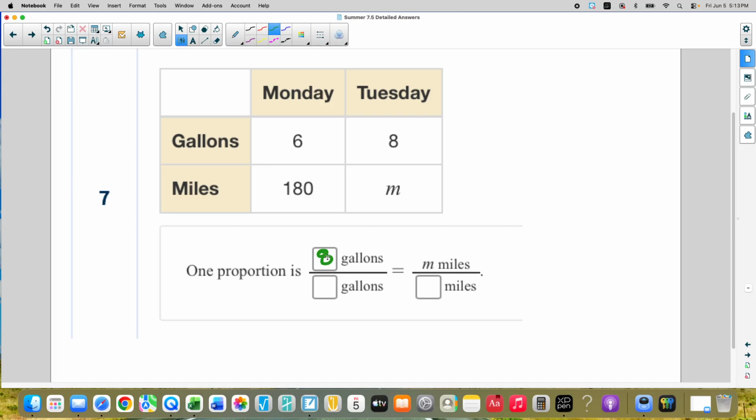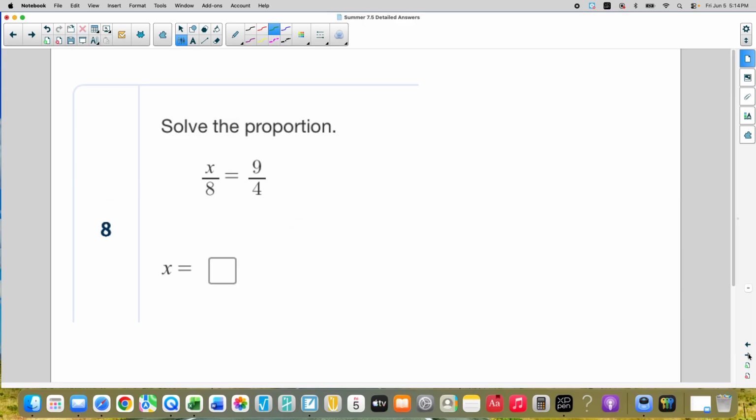Since we're talking about M miles, we have to talk about 8 gallons. So this is a little tricky because it was very open-ended. I can put any number in there. So this is a correct proportion: 8 gallons, M miles, and 6 gallons is 180 miles. And here we have gallons to gallons, miles to miles. So this is one proportion representing this example.